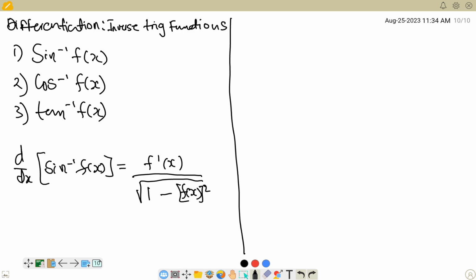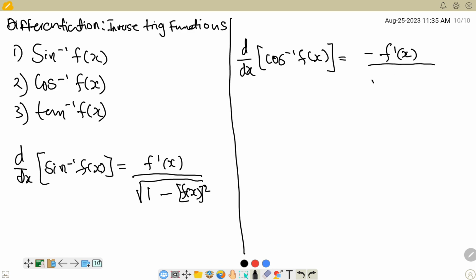Let's look at the one for arccos. When you're differentiating arccos with respect to x, it is the same as the one for arcsine. The only difference is that this one has a negative, but the rest is the same.